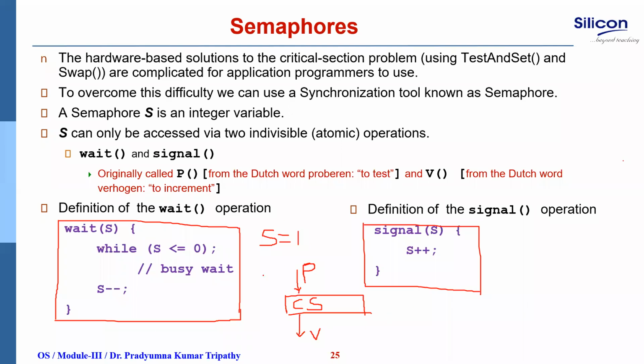So suppose one process wants to enter. Now what is my S? S is 1. So is 1 less than or equal to 0? Is the condition true or false? S equals 1. Is the condition true or false?